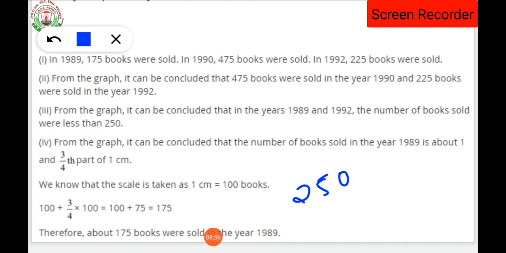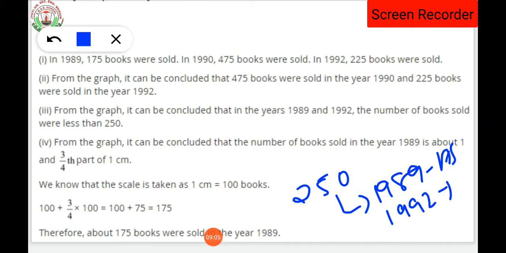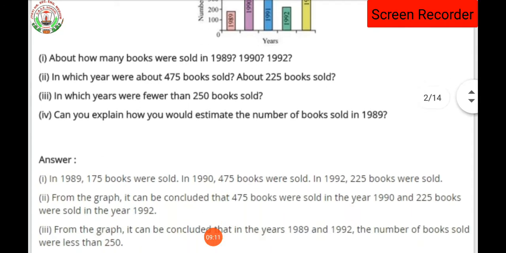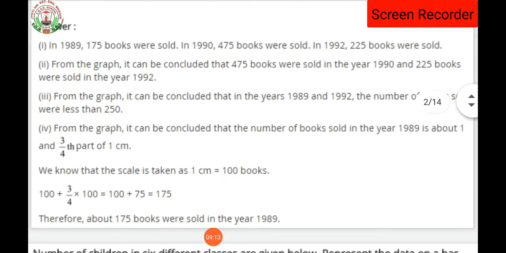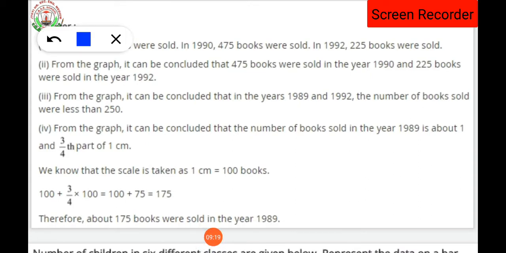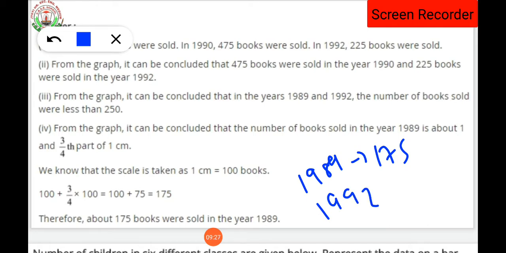So less than 250 books were sold in the year 1989, that is 175, and in 1992 I think 100 books were sold. We can see in the graph. So in 1992 the books sold were less than 250. So you can see that in 1989 books were sold as 175, and in 1992 books were sold as more than 230. Okay.